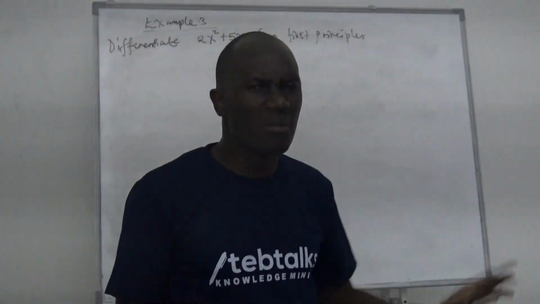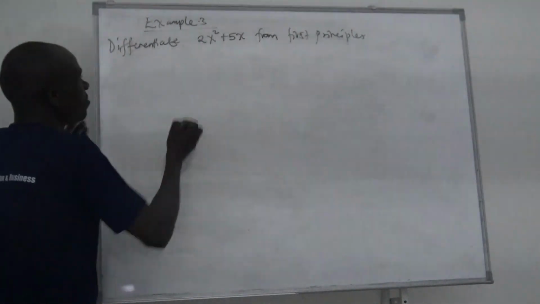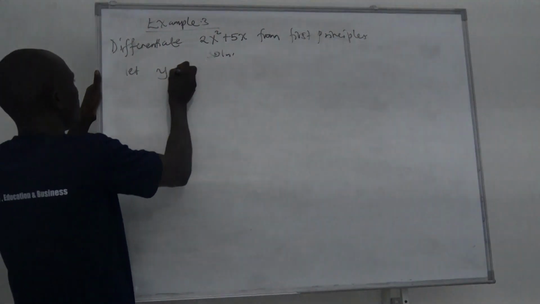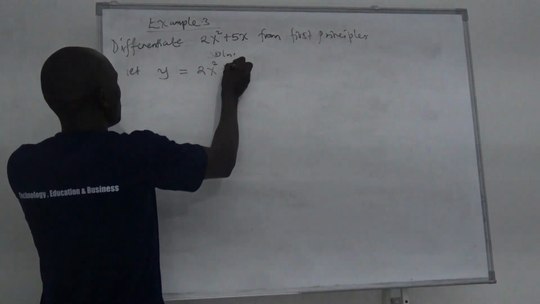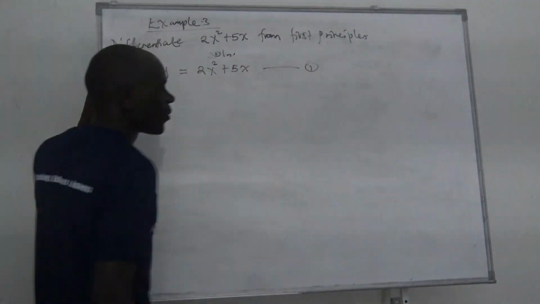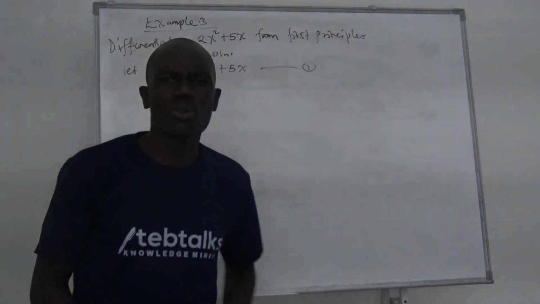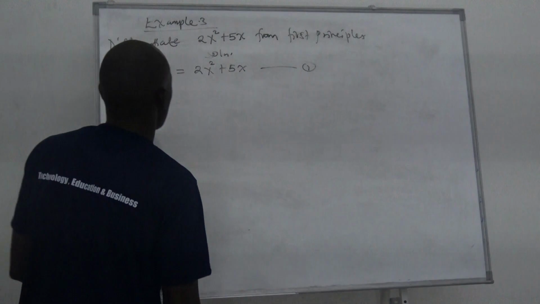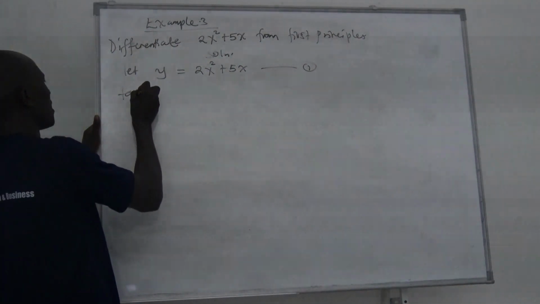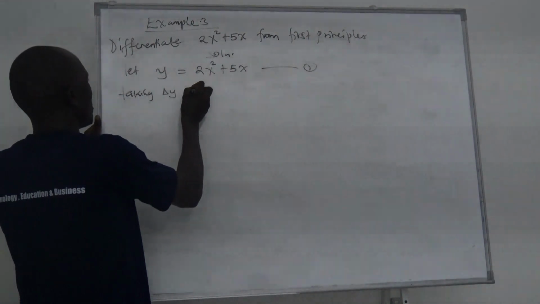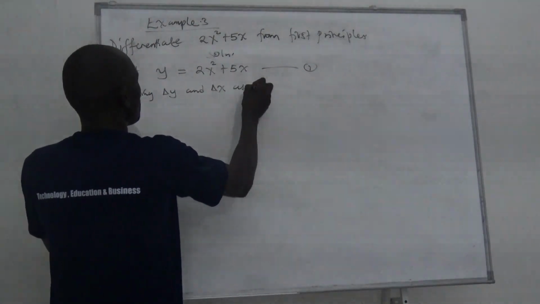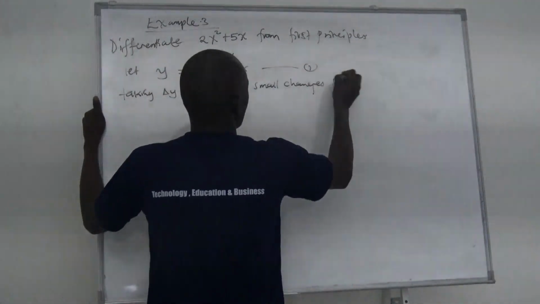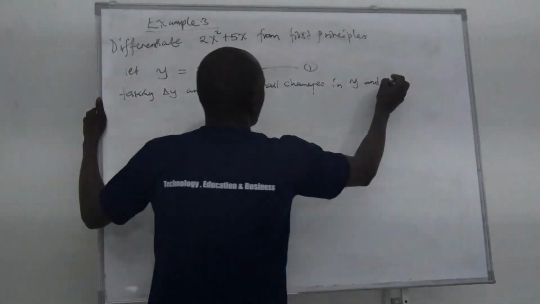You can see we're following the same steps, and the things will move on very, very well. So we're going to say that y equals 2x squared plus 5x. Call it first, because don't forget that. When you forget, I will be very annoyed. So you need to remember that that is the first thing. Then we move to the step of saying taking delta y and delta x as small changes in y and x respectively.